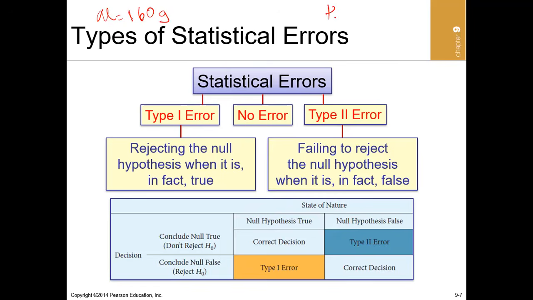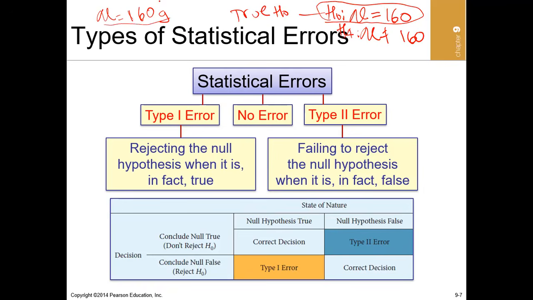So if I state a null hypothesis like this, that the average is equal to 160, then the alternative is that the average is not equal to 160. What it means is that this null hypothesis that I have stated is true. So this is a true null hypothesis based on this standard.